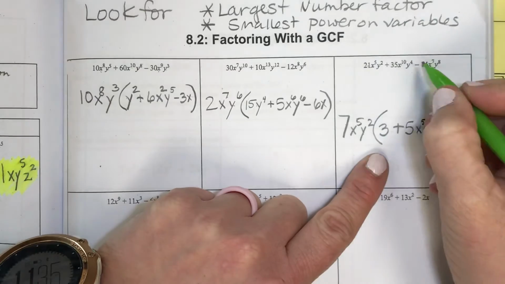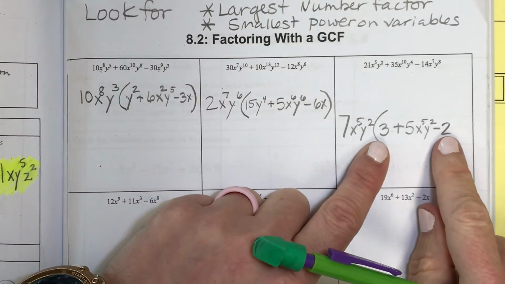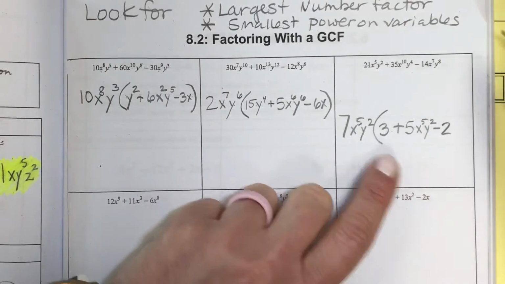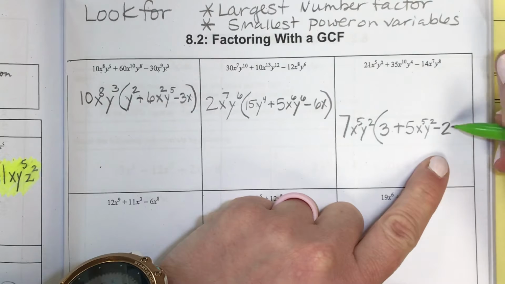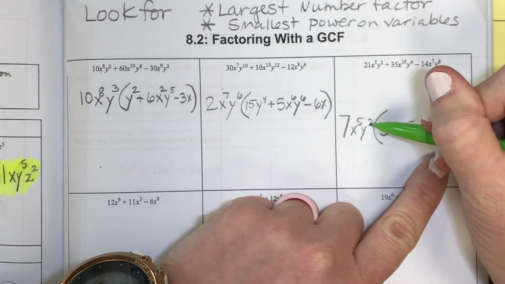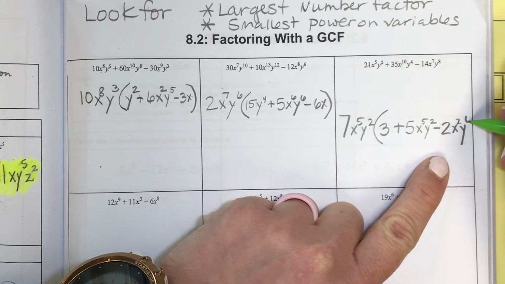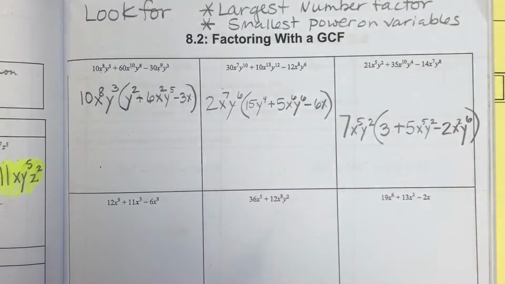Subtract for my next term. 14 divided by 7 is 2. Now I know there's no factors in common between 3 and 5 and 2. So I know we did that part right. X to the 7th, if I take 5 out, that means there are 2 x's left over. And y to the 8th, if I take 2 of them away, means for this term there are 6 y's that remain. And that is our GCF.